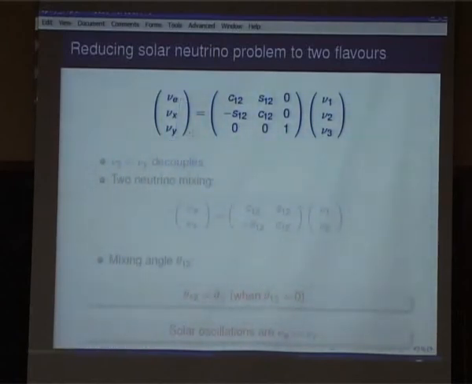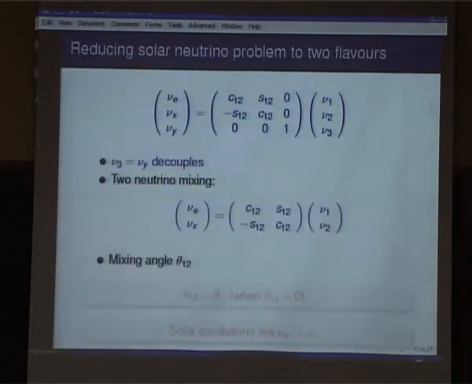So nu e, nu x, nu y is R12 times nu 1, nu 2, nu 3. Now you see what has happened. nu 3 is equal to nu y and it doesn't take part in this. So nu 3 has decoupled completely. Look at this mixing. You will realize that nu 3 is not taking part in this mixing at all. So what did I do? I knew that nu 3 was a state which is not supposed to take part in solar oscillations. I chose a careful basis such that nu 3 decouples. In this basis, I get one state which does not take part in solar oscillations. It turned out that the state was very simple to write down. It was simply some rotation.